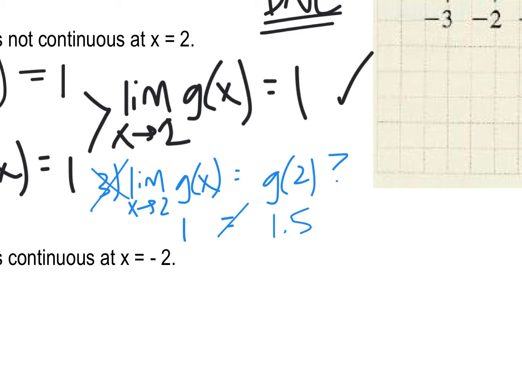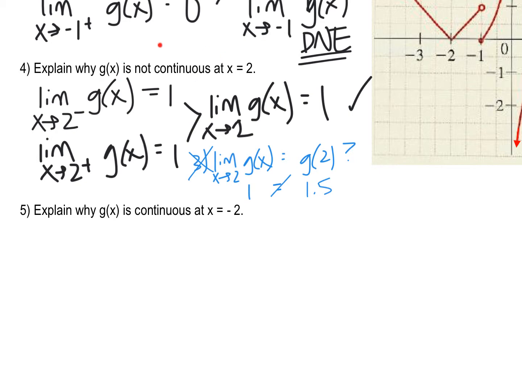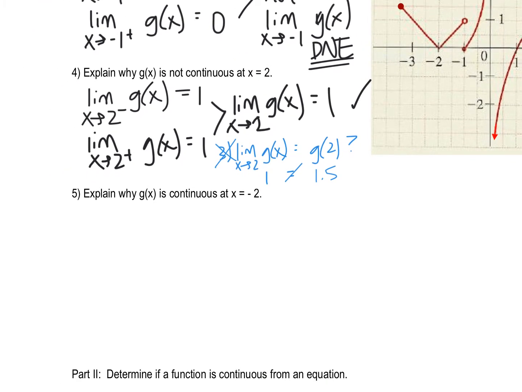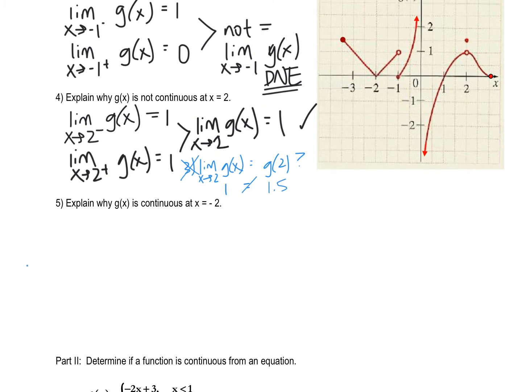And that is the reason why it is discontinuous, or not continuous is the wording here in the question, at x equals 2. So I went through all 3 of my tests, and it happened to be the third one that didn't pass. So even though the limit exists from both sides, it approaches 1, but when you look at the x value of 2, the answer is not 1, it's actually 1.5. That's what the left side here doesn't equal the right side.